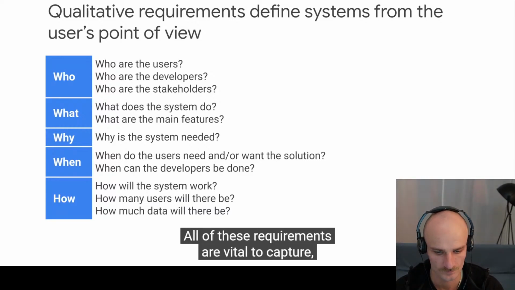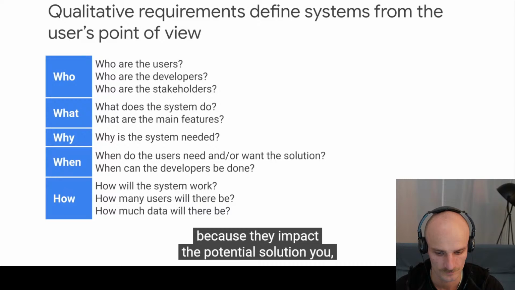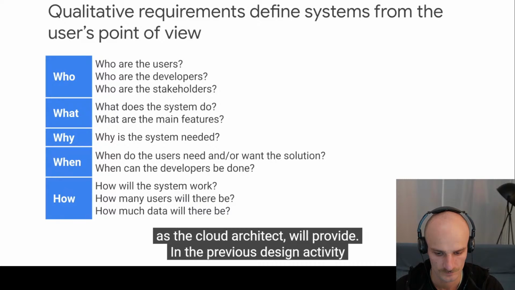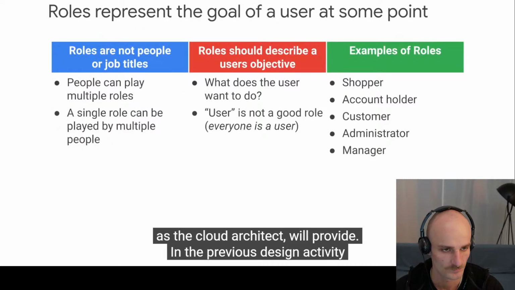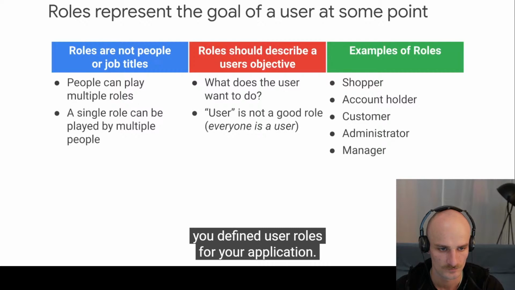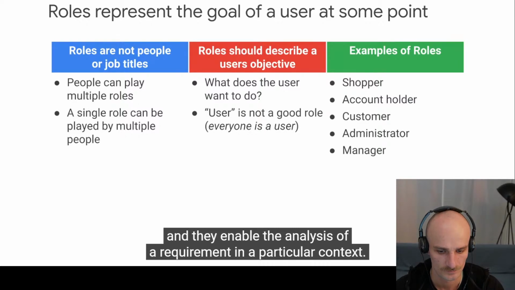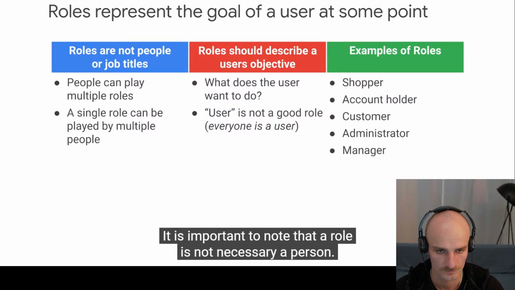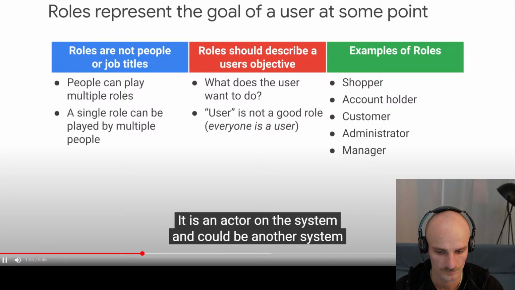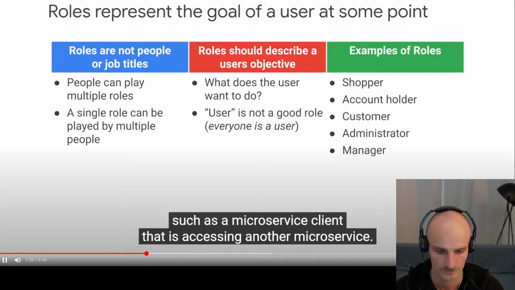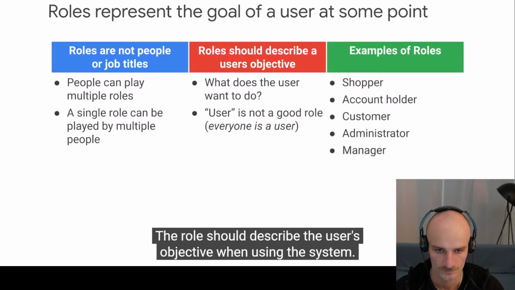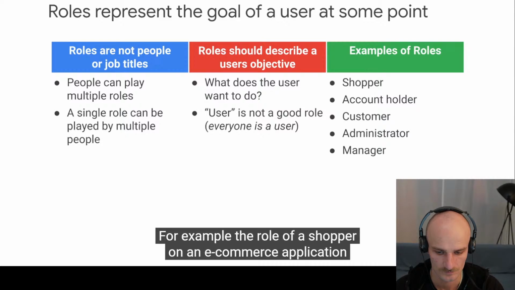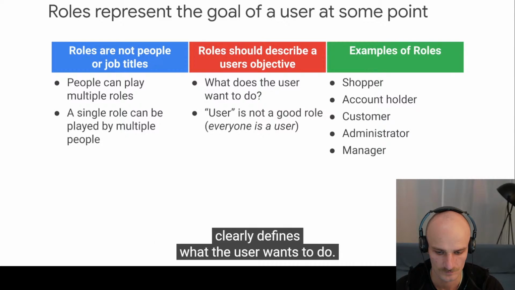All of these requirements are vital to capture because they impact the potential solution you, as a cloud architect, will provide. In the previous design activity, you defined user roles for your application. Roles represent the goal of a user at some point, and they enable the analysis of a requirement in a particular context. It is important to note that a role is not necessarily a person. It is an actor on the system, and it could be another system such as a microservice client that is accessing another microservice. The role should describe the user's objective when using the system. For example, the role of a shopper on an e-commerce application clearly defines what the user wants to do.